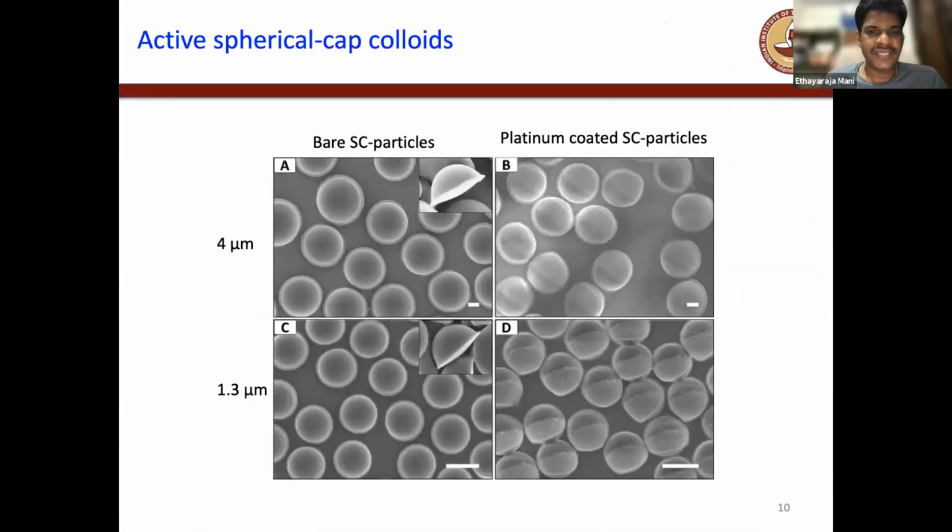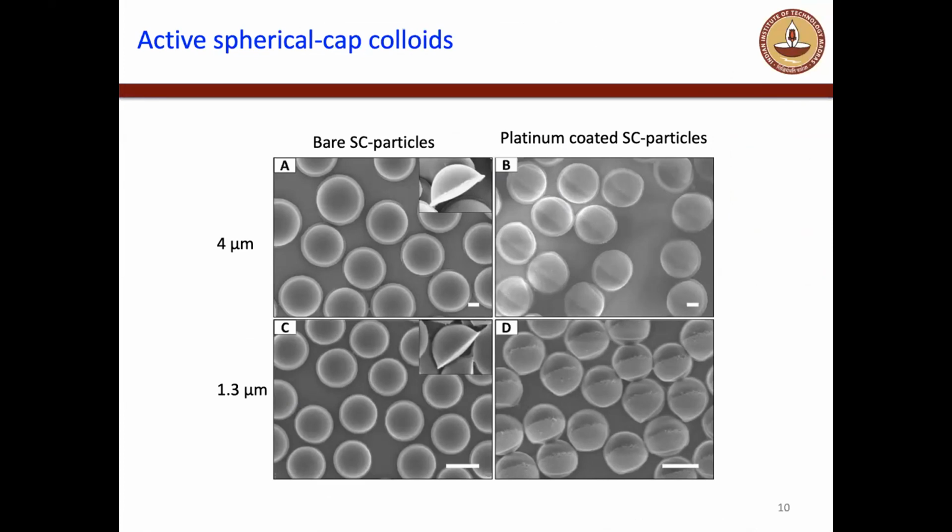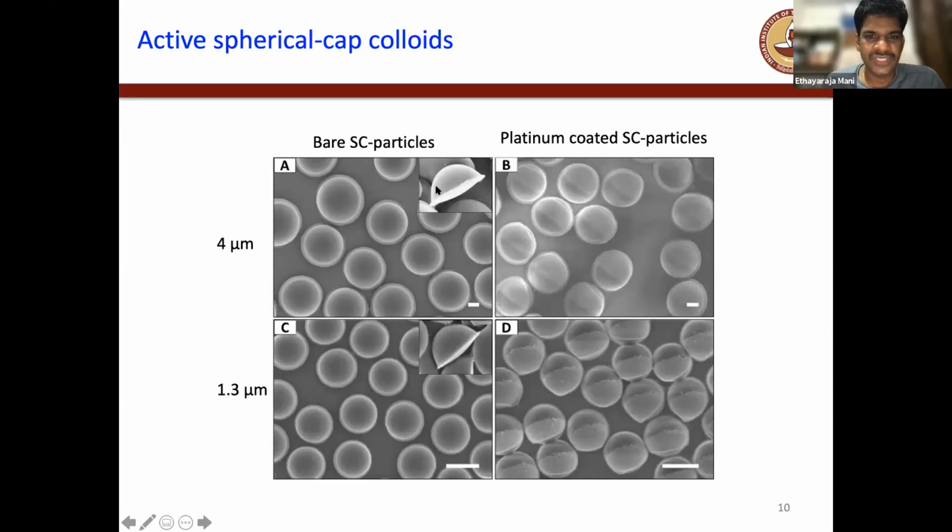Okay, so we could actually go a little beyond, because there's been a lot of interest in recent times in active particles, which are basically mimicking the motion of bacterial systems. To do that, we took the spherical cap particles, and on one hemisphere, one side, we have a coating of platinum, and then you can disperse this.